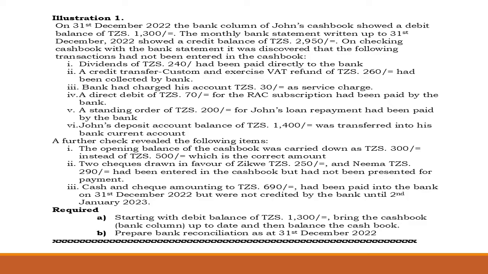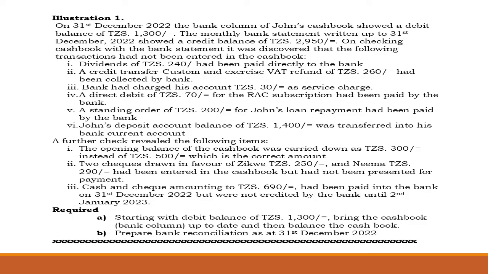Number 6, John's deposit account balance of 1,400 was transferred into his bank current account. So we have John's deposit account, which was transferred into the bank current account, and this has not been captured by the cash book. A further check revealed the following items.